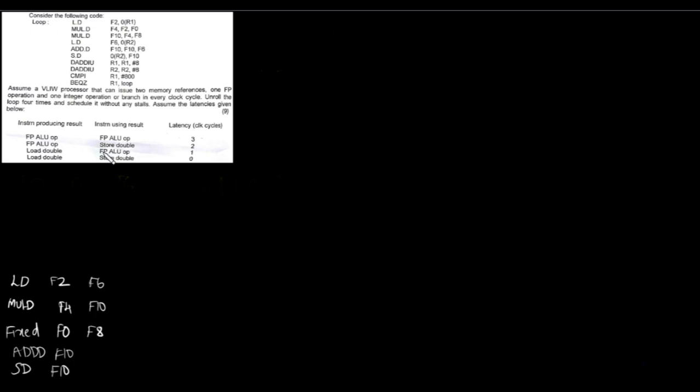Now they have also given the latencies we have to assume for each and every instruction. For example, a result from a floating point instruction will take 3 clocks. We will see how this affects us in the construction of our VLIW issue. Now, first we will unroll the loop. We are asked to unroll the loop 4 times. So we will unroll it now.